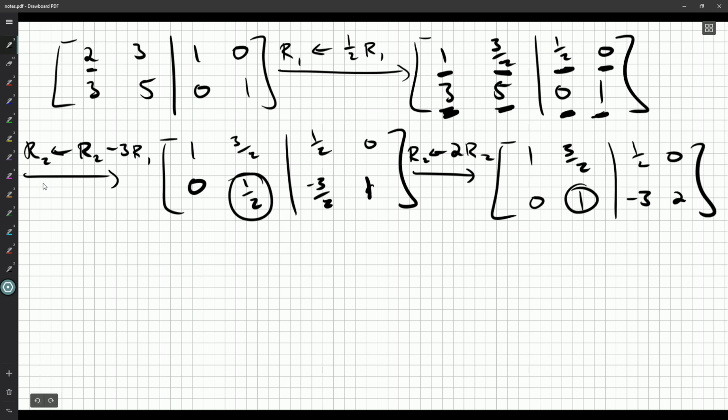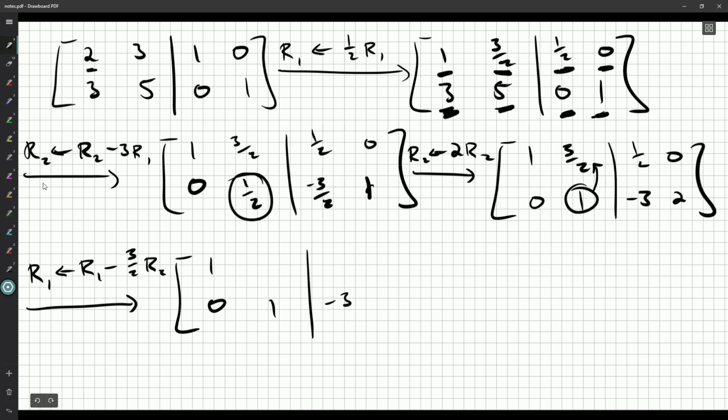Okay, now we use our new leading 1 to get rid of the 3 halves up above it. So we'll change row 1 by subtracting 3 halves times row 2. Bottom row doesn't change. So we'll get a 0 here. Good. We need to see an identity matrix here on the left. That's how we know we're done.